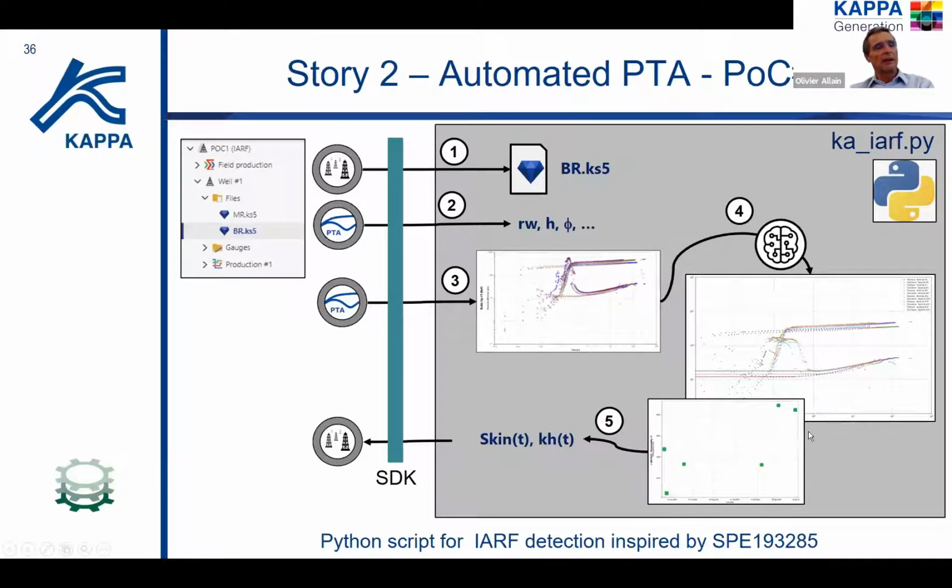Once we have this infinite acting radial flow estimate, we get essentially time series reflecting skin as a function of time and kh as a function of time. And we write those back to KAPPA-AUTOMATE. So it's a one-shot workflow that I will demonstrate later, and that can be developed very simply through the Python SDK.